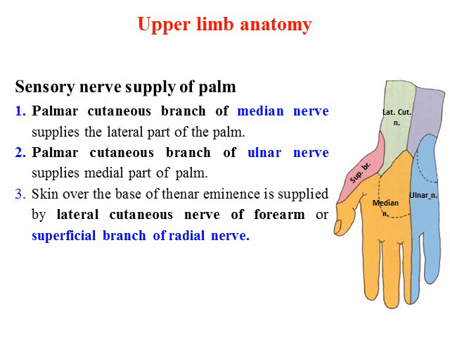The sensory innervation of the skin of the palm of the hand is derived from the palmar cutaneous branch of median nerve, which supplies the skin over the lateral two-thirds of the palm of the hand. The medial one-third is supplied by the palmar cutaneous branch of ulnar nerve, and the skin at the base of the hypothenar eminence is supplied by the lateral cutaneous branch of forearm or the superficial branch of radial nerve.